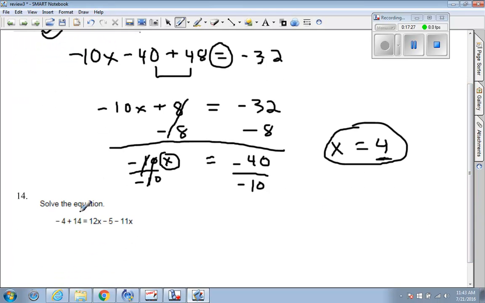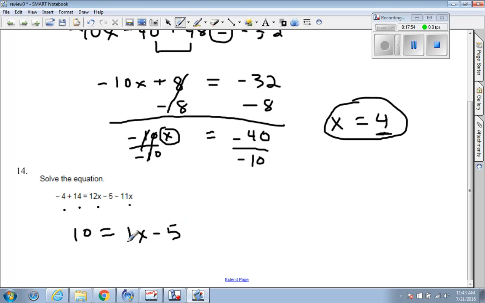Solve the equation. Okay, combine like terms. So negative 4 and positive 14 brings us to 10. And this term, 12x minus 11x brings us to 1x. But then we have minus 5. So phase 1 is combine like terms on the respective sides of the equal sign.